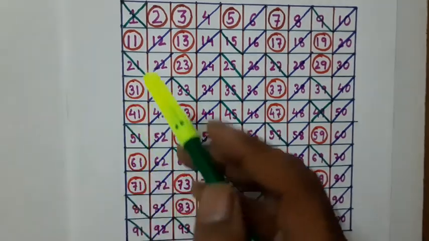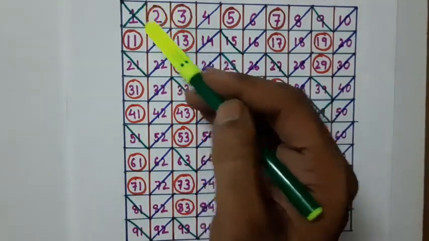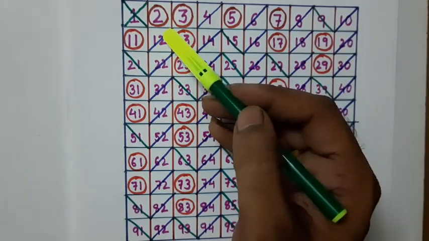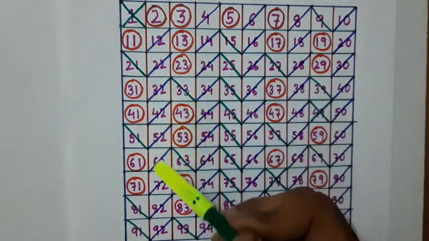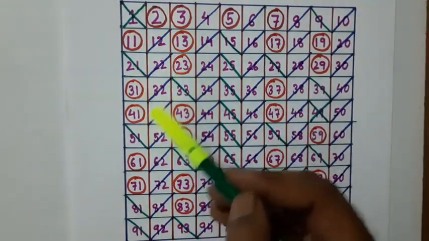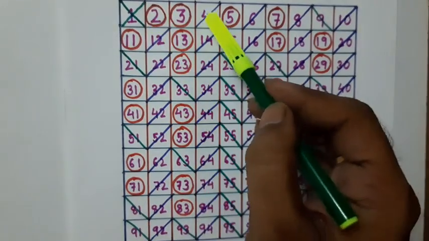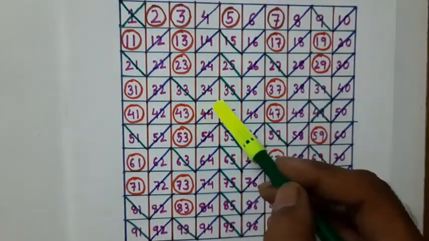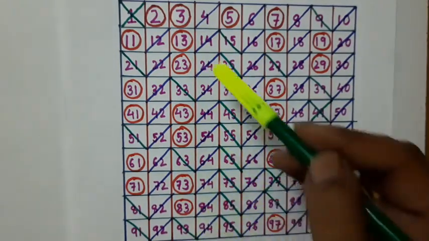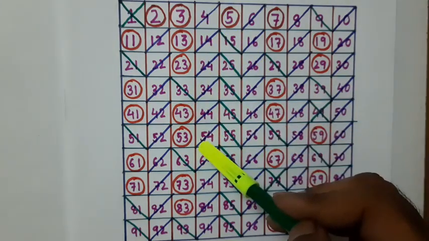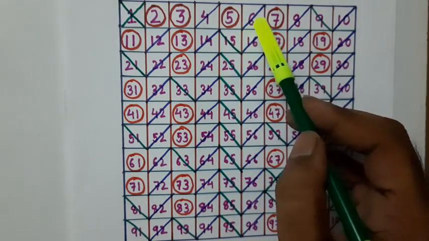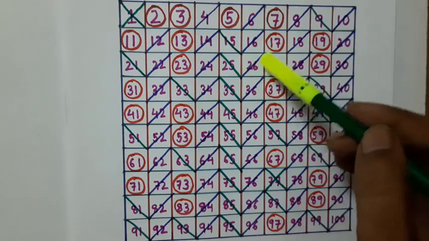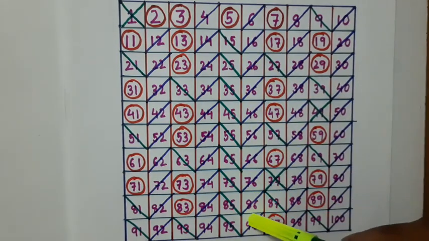Let's start with the number 2. We know 2 is a prime number. So what we will do is cancel out all the numbers that end with 2. You can see the whole line which ends with 2 has been cancelled. Next, 4. 4 is also divisible by 2, and all the numbers that end with 4 are even numbers, so they are also cancelled. Next, 6. 6 is an even number, divisible by 2, so 6 and all the numbers that end with 6 are also cancelled.